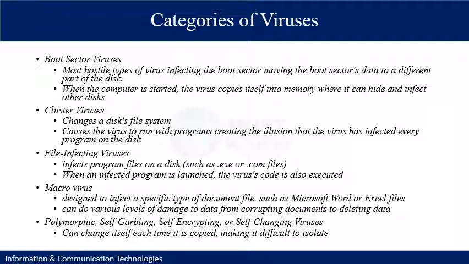Some viruses are macroviruses. These are designed to infect a specific type of document file, such as Microsoft Word or Excel files. So these can do various levels of damage to the data, from corrupting the document to deleting the data. Some viruses are polymorphic, self-replicating, self-encrypting, or self-changing viruses. So these can change themselves each time they are copied, making them difficult to isolate.